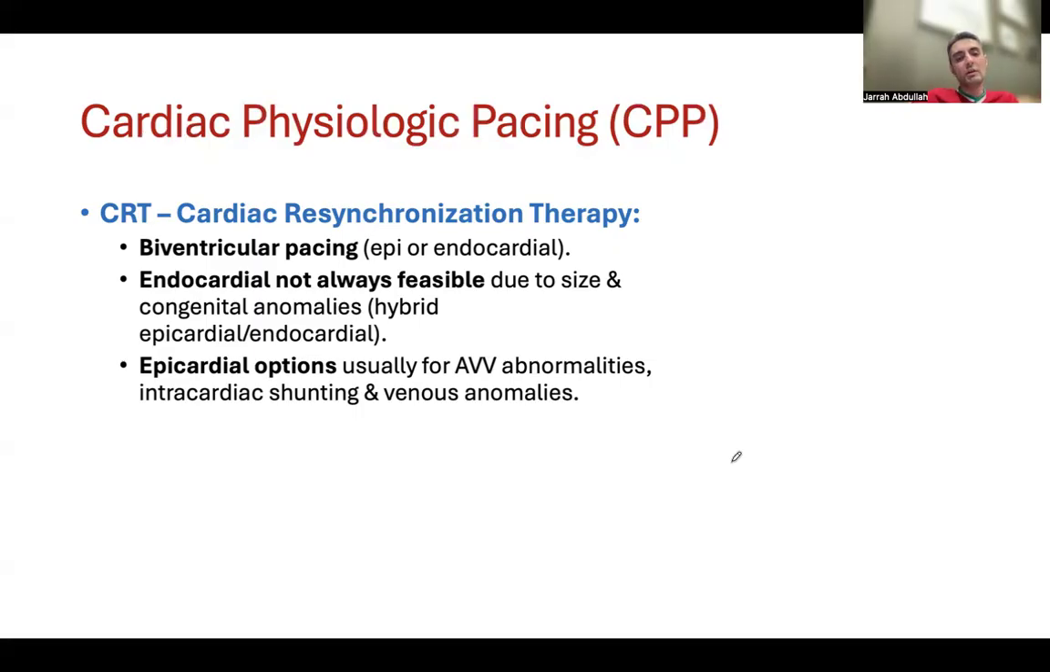In addition, if you have tricuspid valve anomalies or abnormalities or regurgitation, or if you have intracardiac shunting, you cannot do an endocardial approach either. Obviously, if you are crossing a regurgitant valve with a lead, the regurgitation might worsen, right? If there is shunting between the ventricles and you have a lead in a ventricle, then there is a risk of systemic emboli.